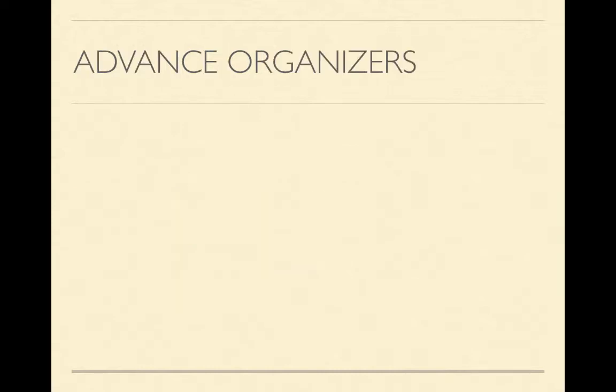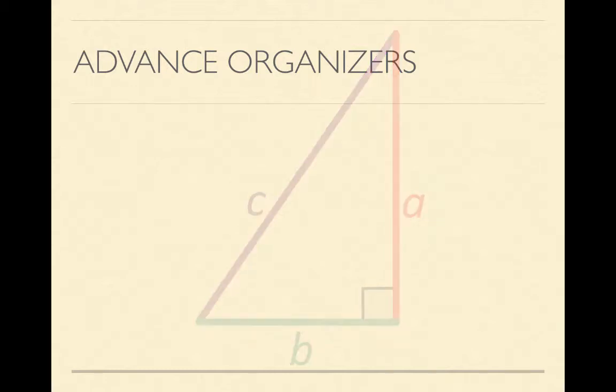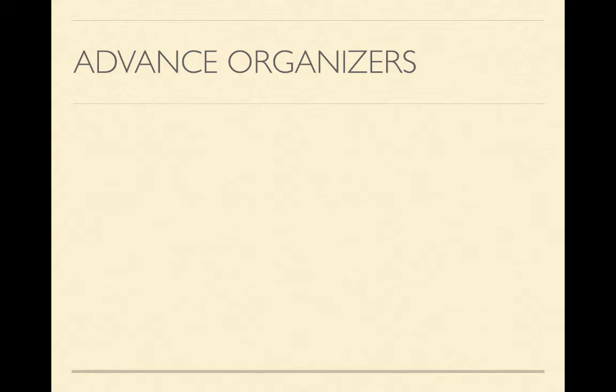Now let's look at advanced organizers. These are often graphical in nature, but not necessarily. With our Pythagorean theorem example, we might have students draw a right triangle and label the parts before we start the lesson on the theorem. Or an advanced organizer might be an outline of the parts of the Old Testament, Pentateuch, history, wisdom, prophets, in preparation for a more detailed study of the prophets.